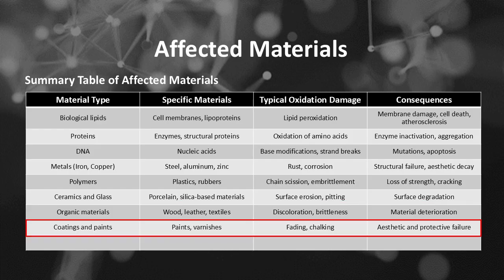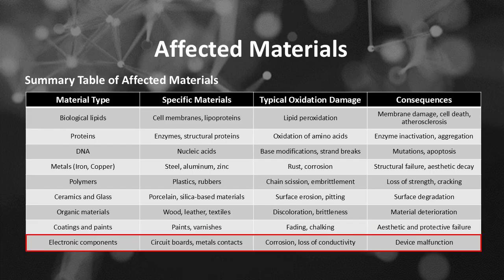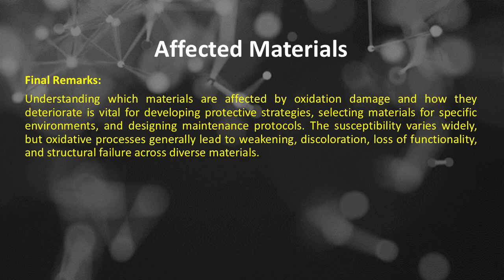For material type coatings and paints, the specific materials are paints and varnishes, the typical oxidation damage is fading and chalking, and the consequence is aesthetic and protective failure. For material type electronic components, the specific materials are circuit boards and metal contacts, the typical oxidation damage is corrosion and loss of conductivity, and the consequence is device malfunction.